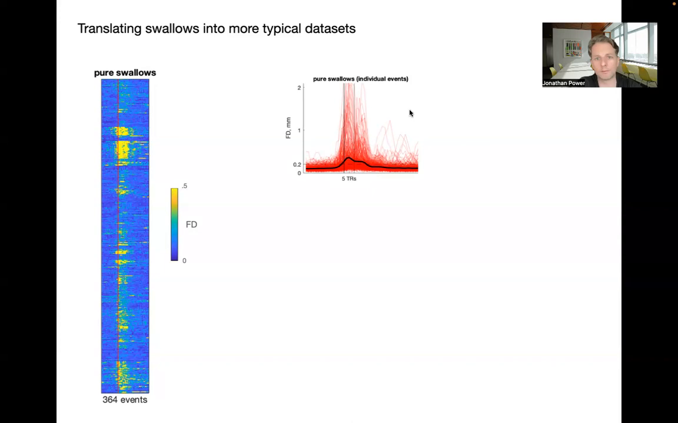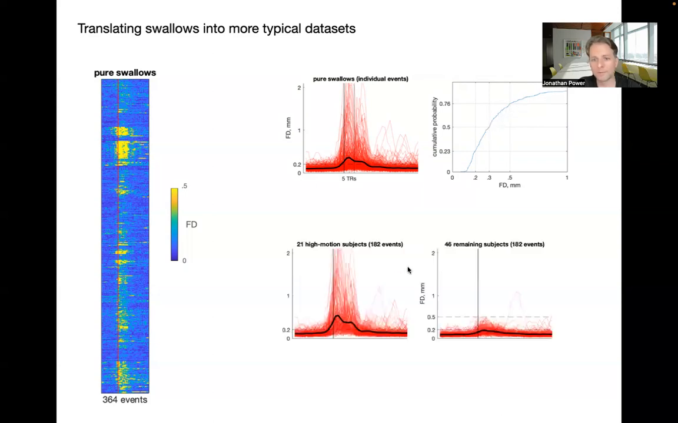So here is all 364 plotted, where you can't tell very much, but here's a CDF. And from this, you can tell that actually a fair number of swallows have a pretty mild profile in motion, but then half of them don't. Half of them have huge motions associated with them. And if you divide them out like a median split, here's what the big ones look like, here's what the smaller ones look like, but there's always a bit of motion associated with it.